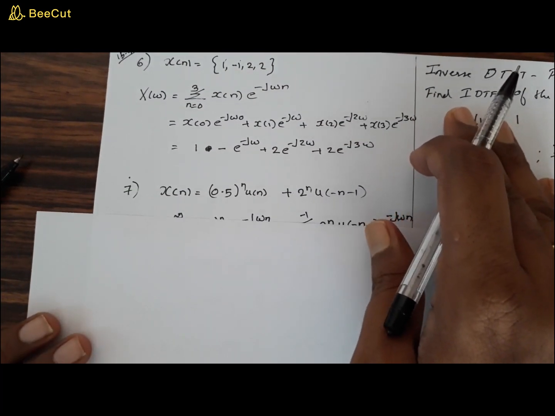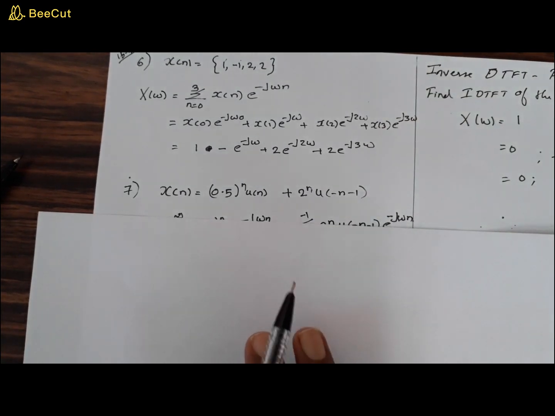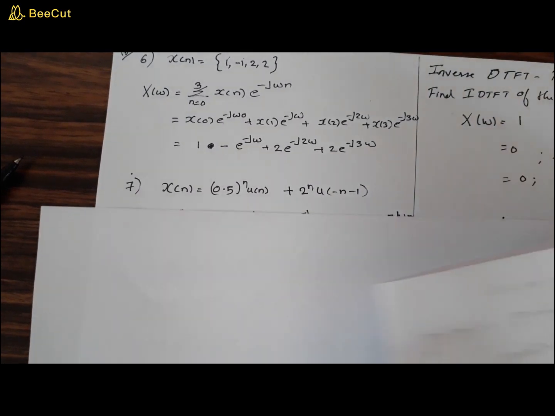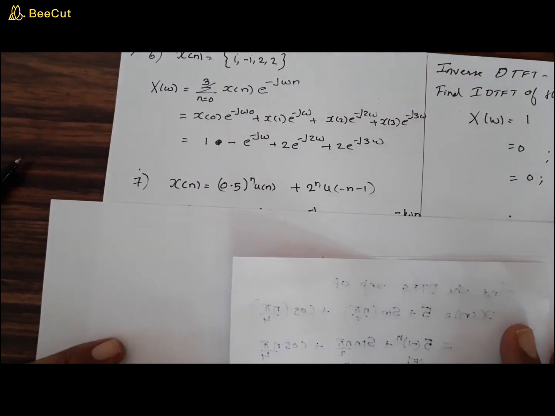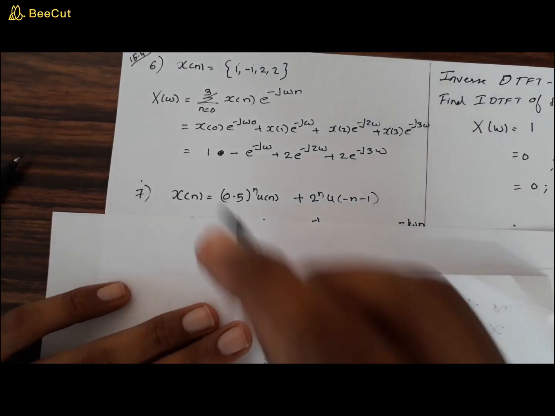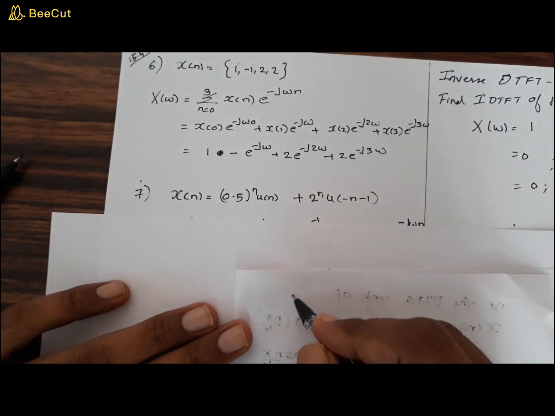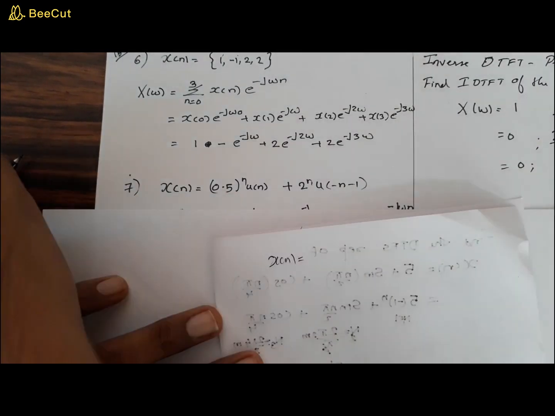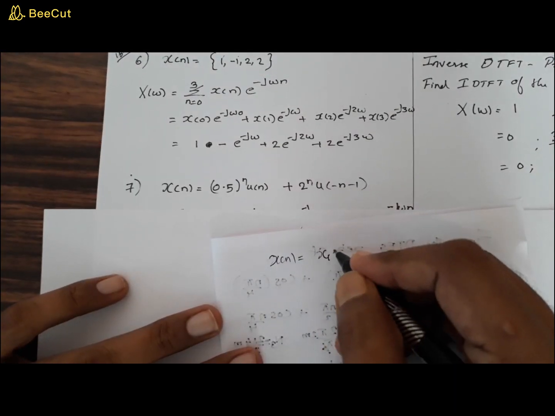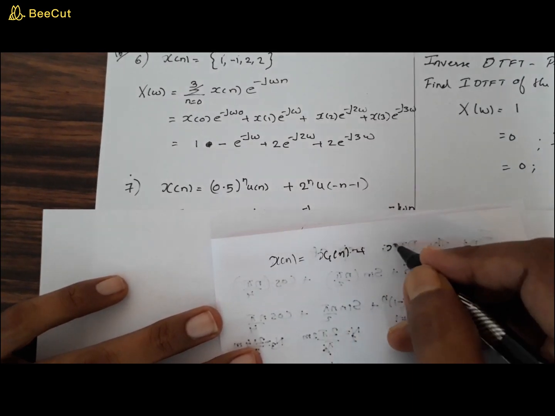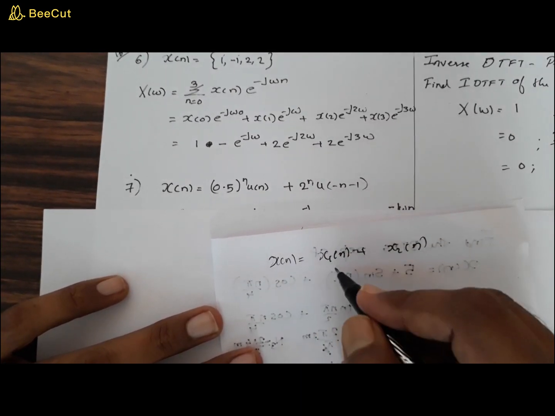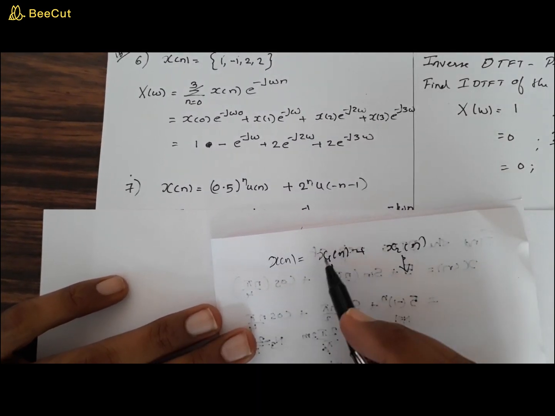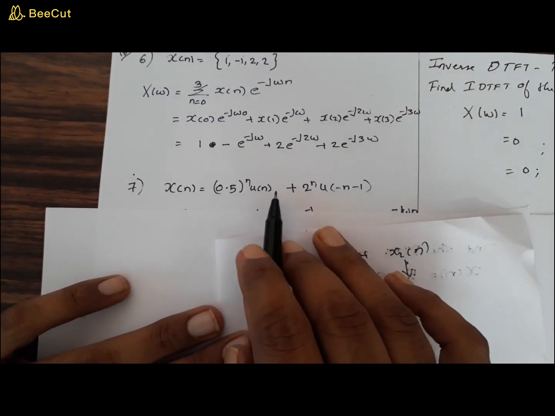Now you have another signal, 0.5 raised to n into u of n, plus 2 raised to n into u of minus n minus 1. When you deal with such signals, first of all you should see this x of n is represented as some x1 of n plus some x2 of n, right? Now first of all what you need to do is check for the existence of the Fourier transform of these two signals, right?